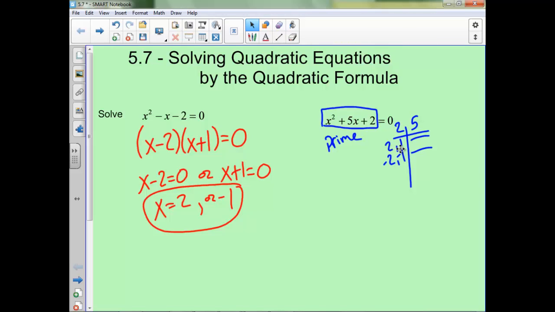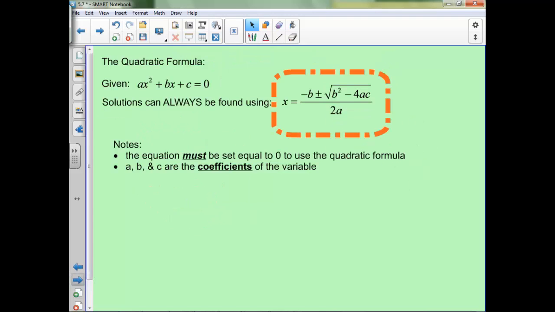And so what we're going to learn today is a way to solve equations like this that we can't factor. And to do this, we're going to use the quadratic formula. And solutions can always be found. So no matter what, your solution can be found. And we're going to use this formula that's over here. And I'll just circle it again in the yellow.